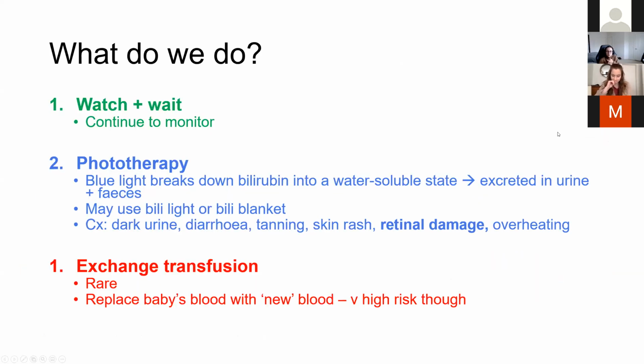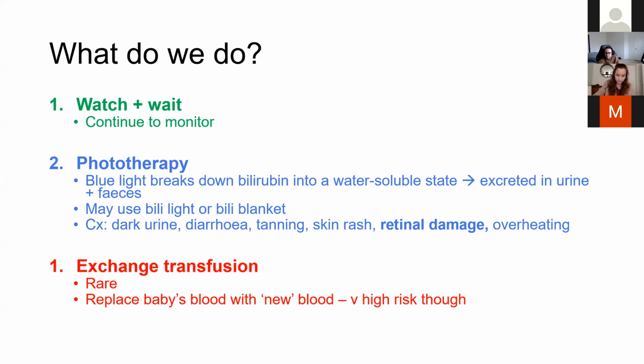So what do we do? If they're below the line, we continue to monitor them. We watch and wait. If they reach the phototherapy threshold, then we use things like blue lights. We've got our Billy lights or our Billy blankets, and the blue light helps to break down the bilirubin into a water-soluble state that can then be excreted. Complications of phototherapy are mainly benign apart from retinal damage. That's why you see them with their cute little glasses on in their little solarium beds.